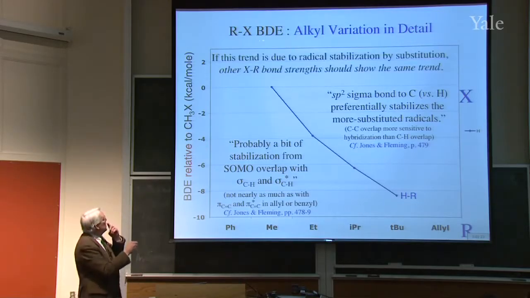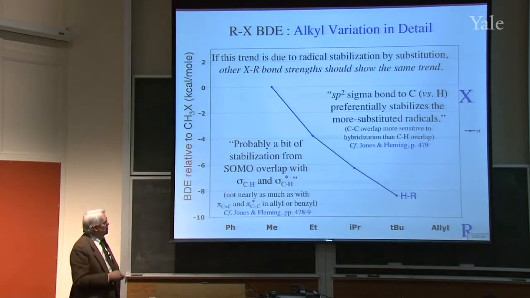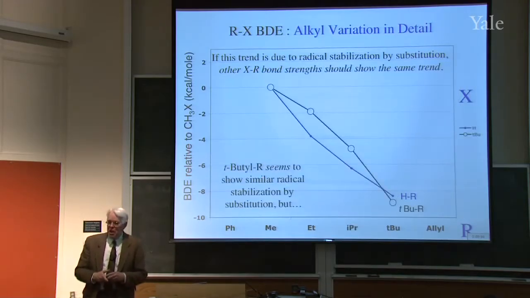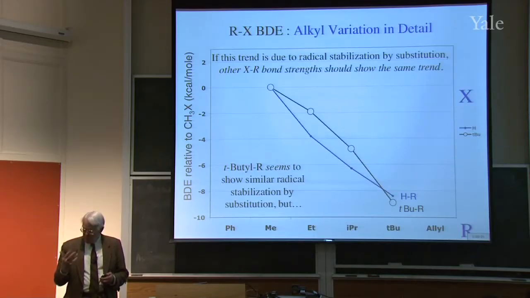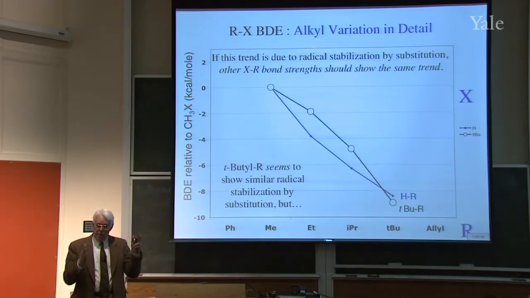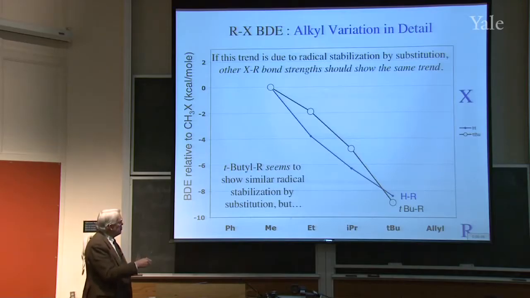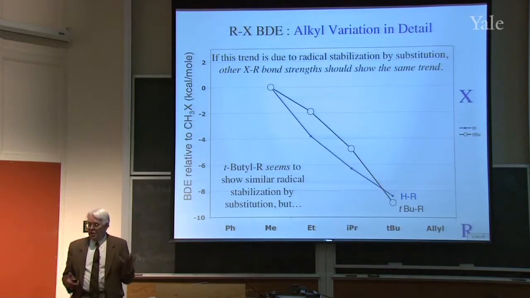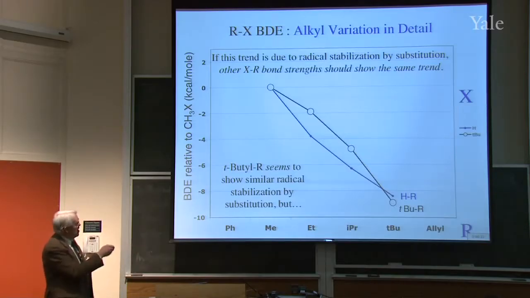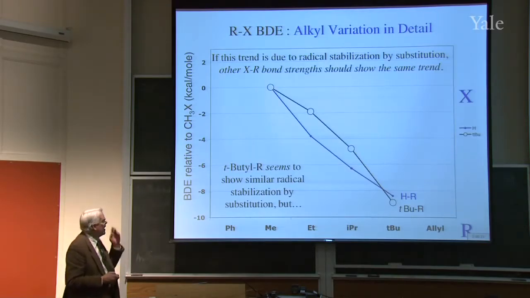Now let's see. If this trend is due to radical stabilization by these two phenomena, then whatever X we break off, we should show the same trend. So here's when we break T-butyl away from the various radicals. That is, break the bond between T-butyl and methyl, between T-butyl and ethyl, between T-butyl and isopropyl, or between two T-butyls. And indeed, it looks pretty much the same, right? Within the error, probably, these are the same trend. So that looks good.